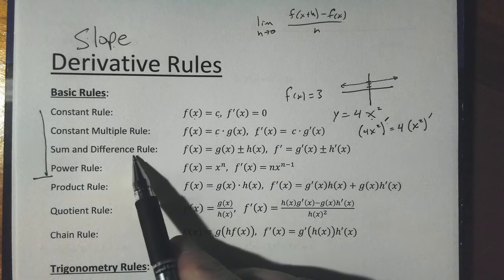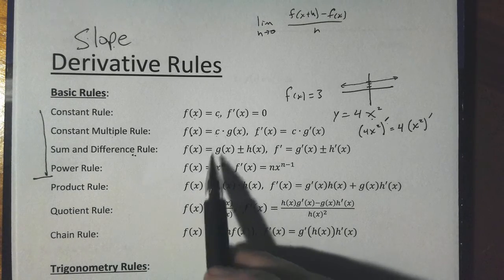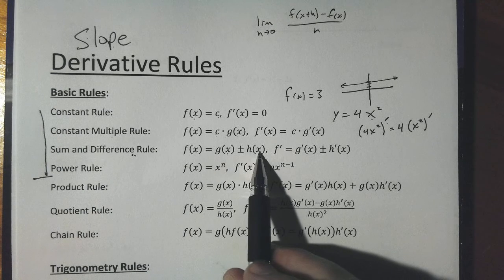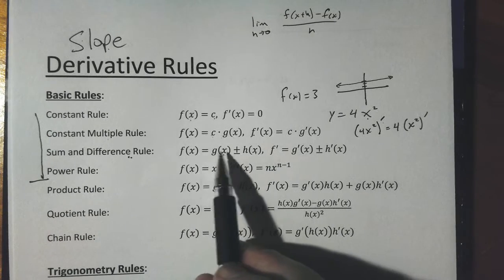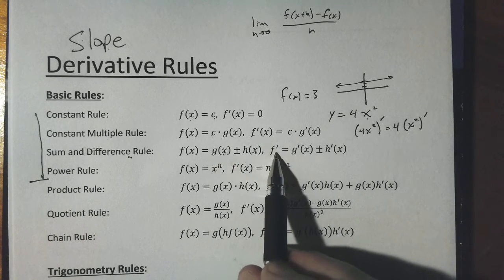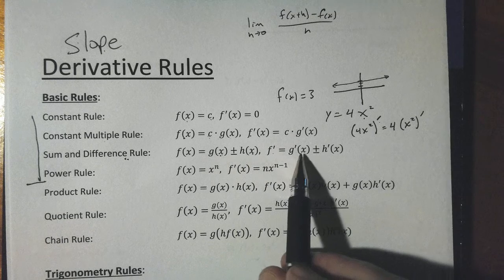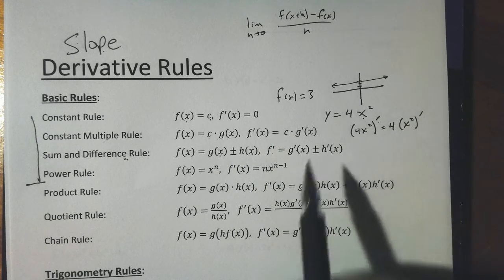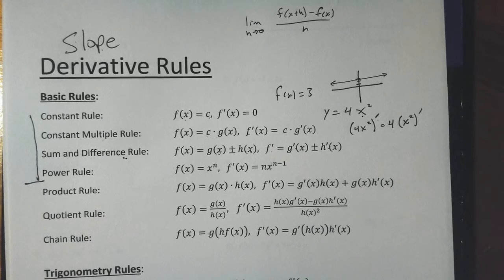The sum rule could really just be called the distribution rule. If I'm taking the derivative of a function plus a function, to take the derivative of this whole thing, you can just distribute and take the derivative of each. Okay? So again, when you see it, it'll make sense.